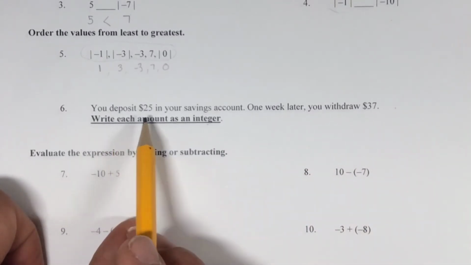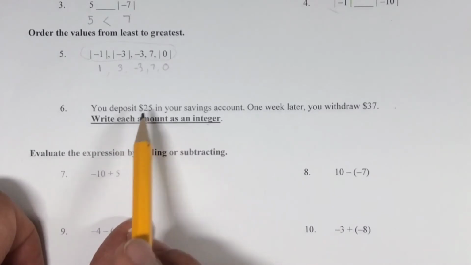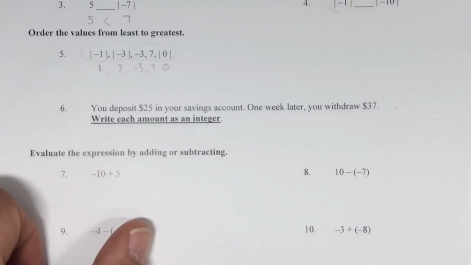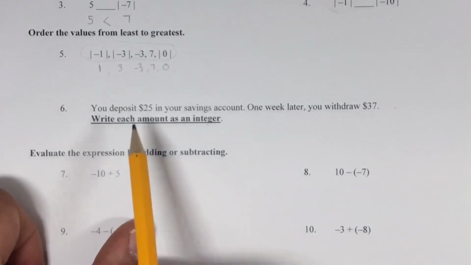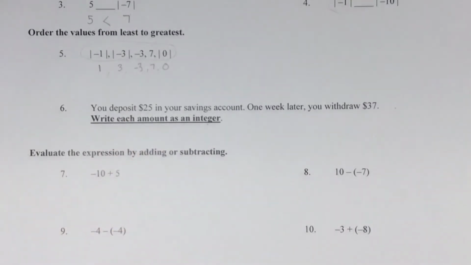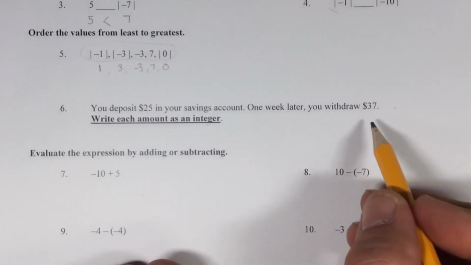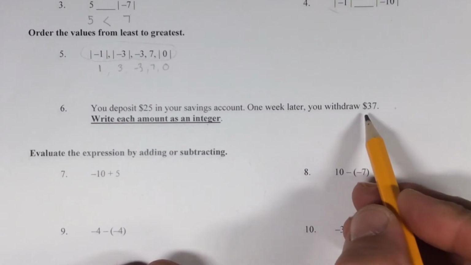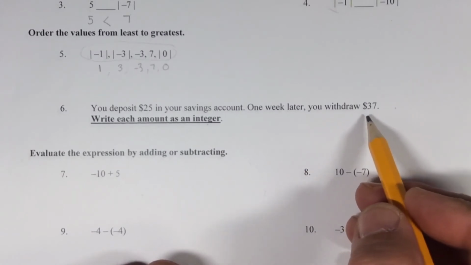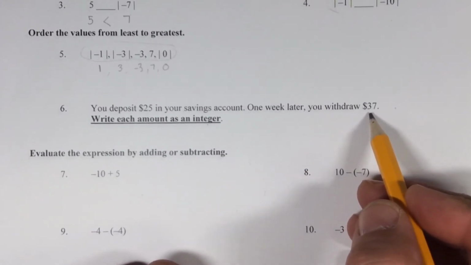Here is what you have to do. You deposited $25, so you're going to write that as either plus 25 or negative 25. And remember, to deposit it means you put it into your bank account. Over here, withdraw $37 means you took $37 out of your bank account. And you will write that as either positive 37 or negative 37.